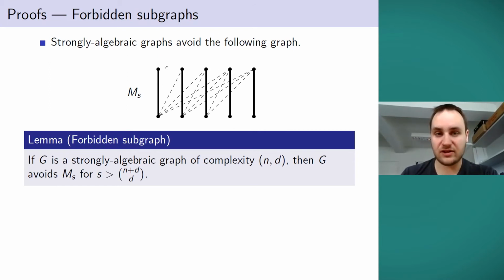Strongly algebraic graphs do not contain this configuration, but I want the matching edges to be edges, and these forward-going edges to be non-edges. And I actually don't care what happens with all the other edges. These edges which I didn't mark can be either edges or non-edges, I don't care.